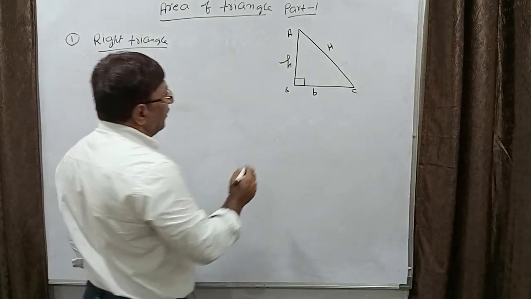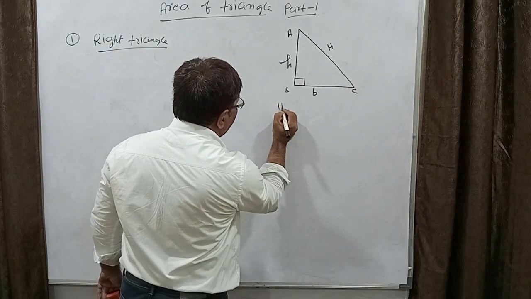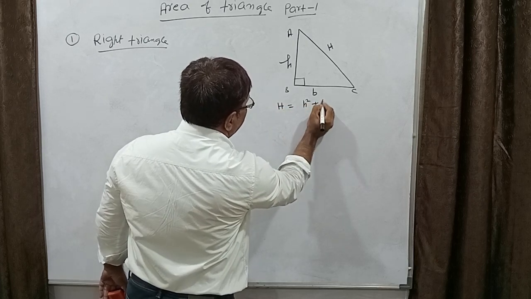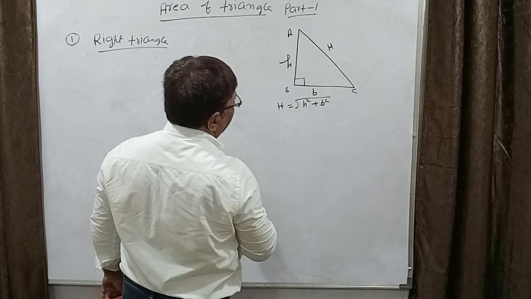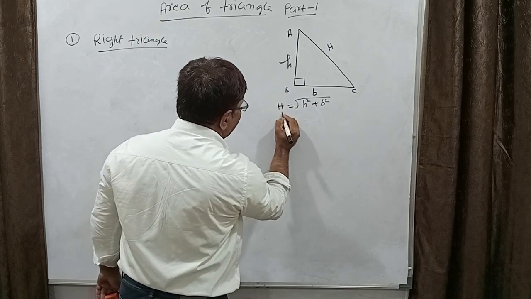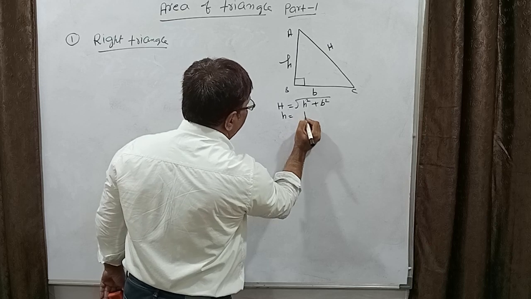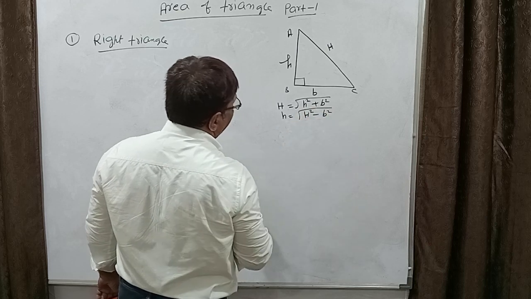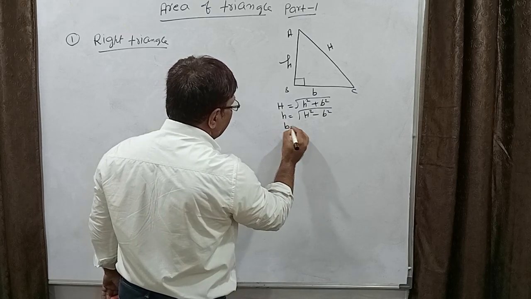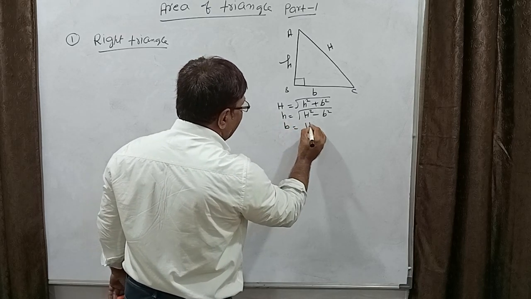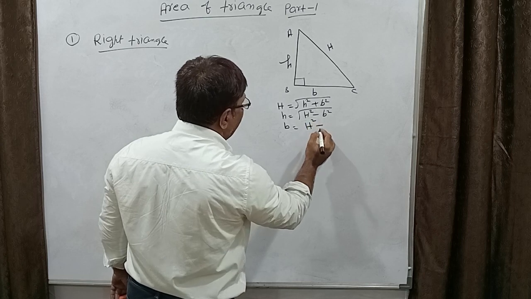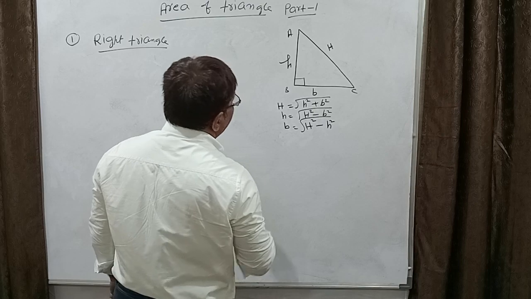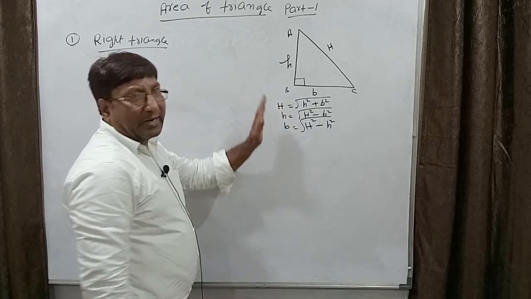So what is the important relation? Hypotenuse H equals the square root of height squared plus base squared. If we need the height, that is the perpendicular, we can find it as the square root of hypotenuse squared minus base squared. If we need the base, then it is the square root of hypotenuse squared minus perpendicular squared. So this is the basic concept for a right triangle.